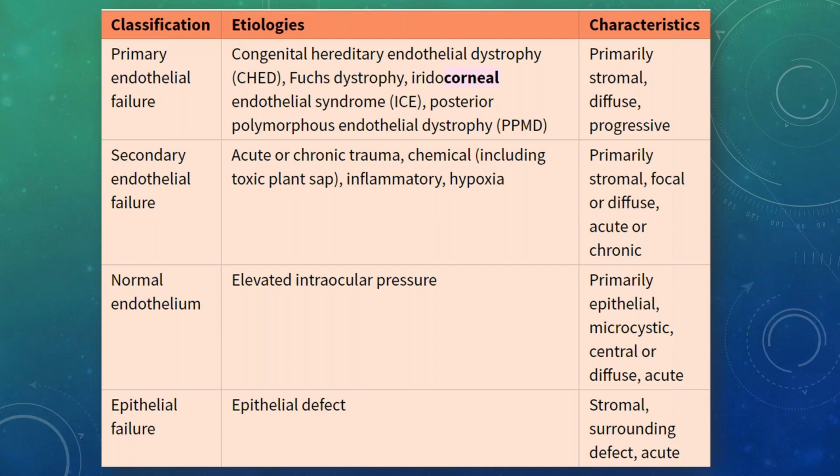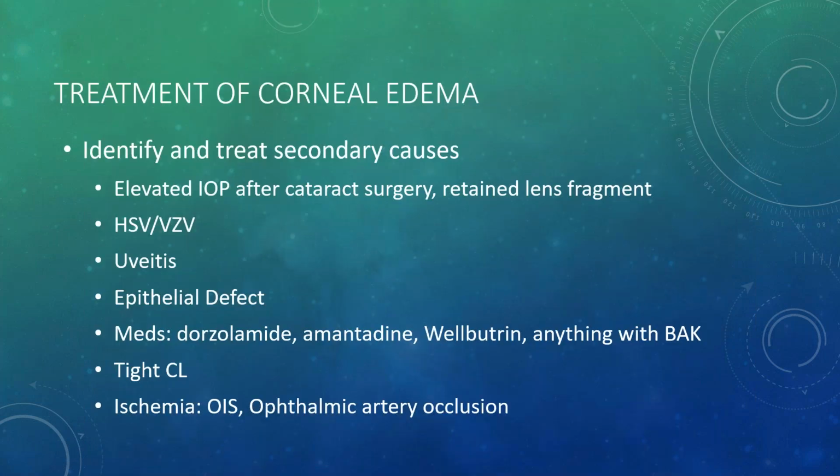So any of these things can cause edema, and so you have to think about what is the underlying etiology and why is it occurring. We want to identify and treat the secondary causes because those are the easier things to deal with. So if you have elevated pressure after cataract surgery, we want to think, is that just retained OVD, a pressure spike from that, or is this something like a retained lens fragment, maybe even reactivation of a herpetic cause like simplex or shingles. Uveitis can certainly cause edema, a raging anterior segment. Uveitis can cause it, an epithelial defect. Medications like dorzolamide, even just topical dorzolamide, can do it.